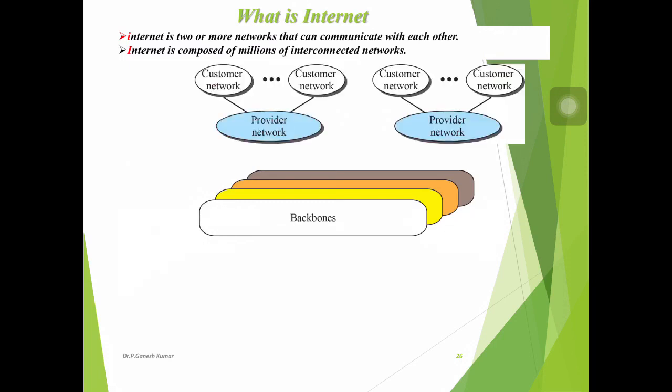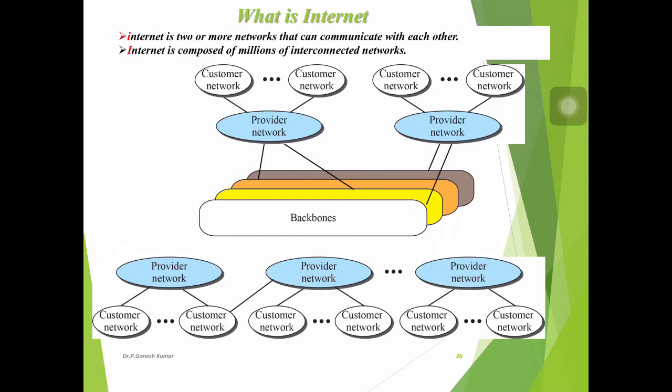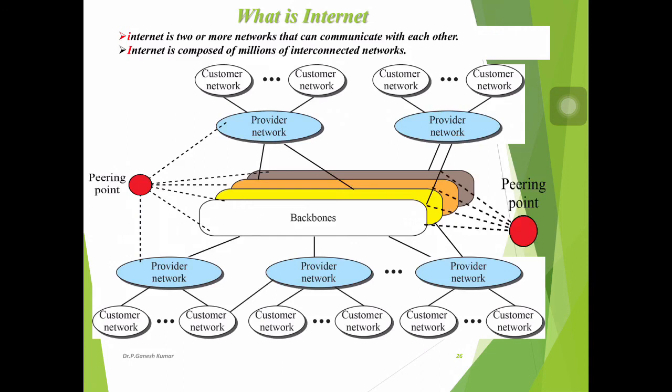backbones. From the backbones are peer-level connectors, the provider network. From the provider network, the customer networks are going to be there. All the customers are linked to the customer network, the provider network, the internet service provider, to connect to the backbones. One backbone is connected to another backbone. So now the peering points: from provider network to provider network, there will be peering points. At the same time, the backbones will have their peering connections. So this is how the internet structure is going to be. The customer can connect through the customer network to the provider network, and then it will be connected to a backbone.